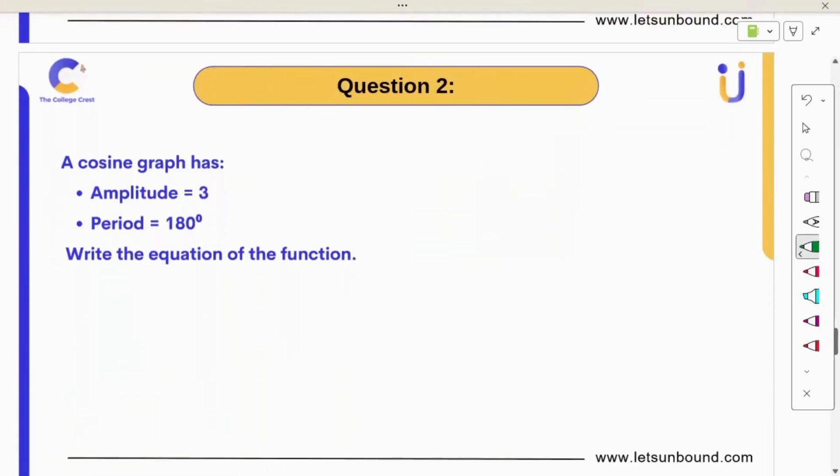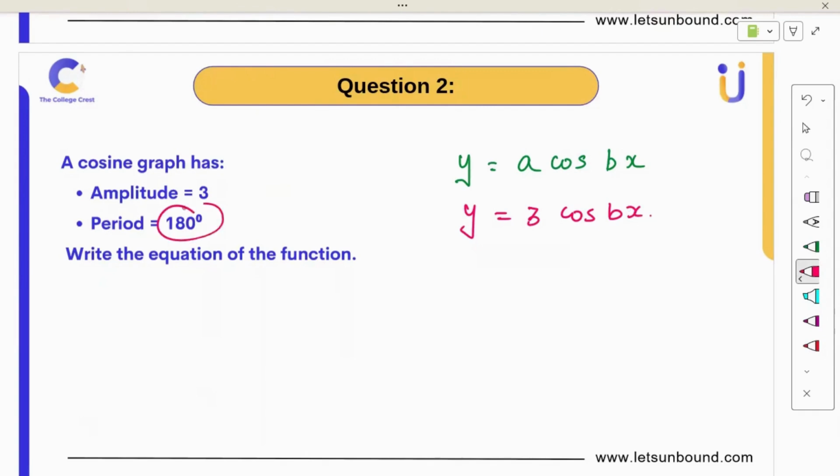And question number 2. A cosine graph has amplitude 3, period is 180. Write the equation of the function. So y equal to a cos bx. No midline, so I'm not using the d stuff. Amplitude is 3, so your a is 3, 3 cos bx.